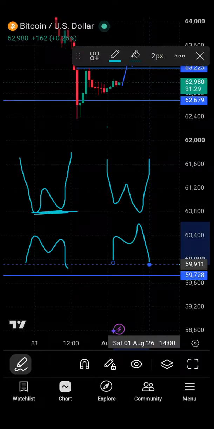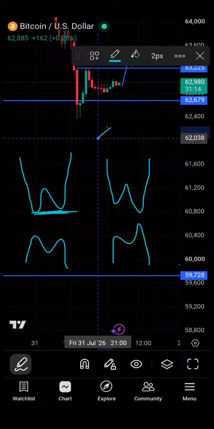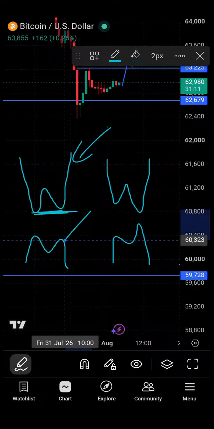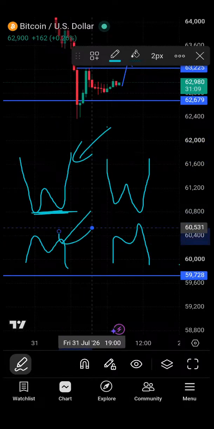All this, rough sketch, they are reversal patterns, but you must be very careful. This is the normal double bottom that we are used to. It's the normal one, or the double top that we are used to.